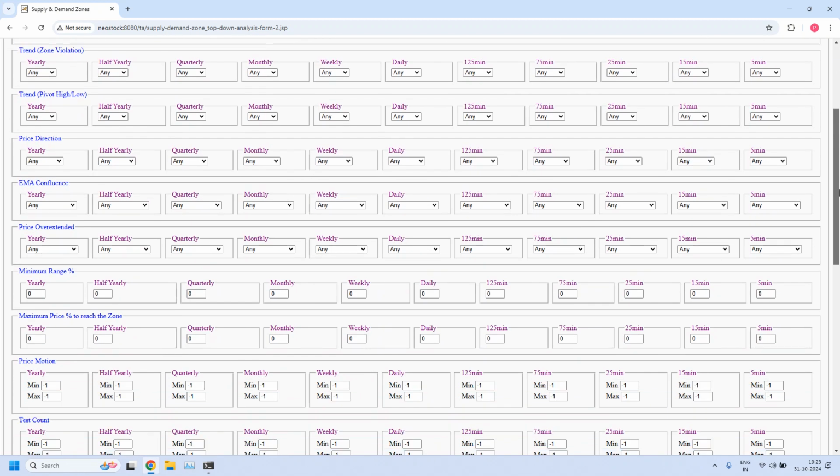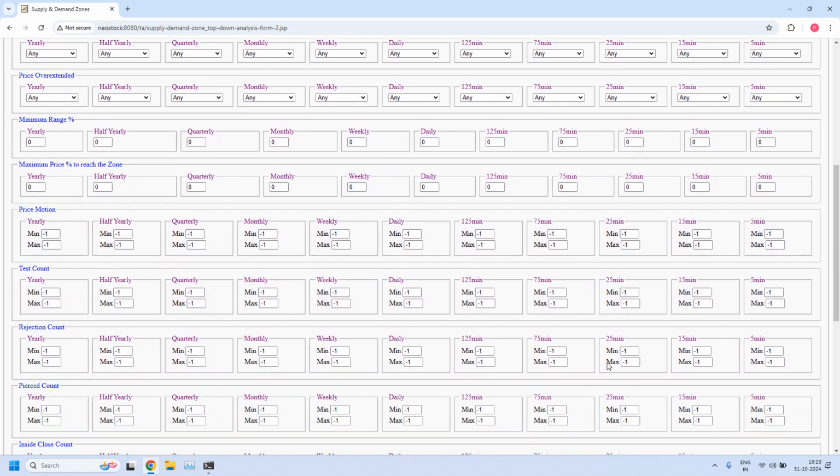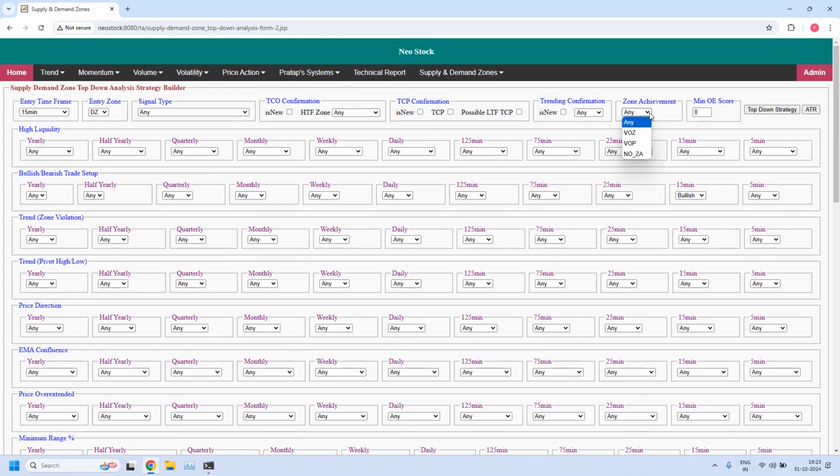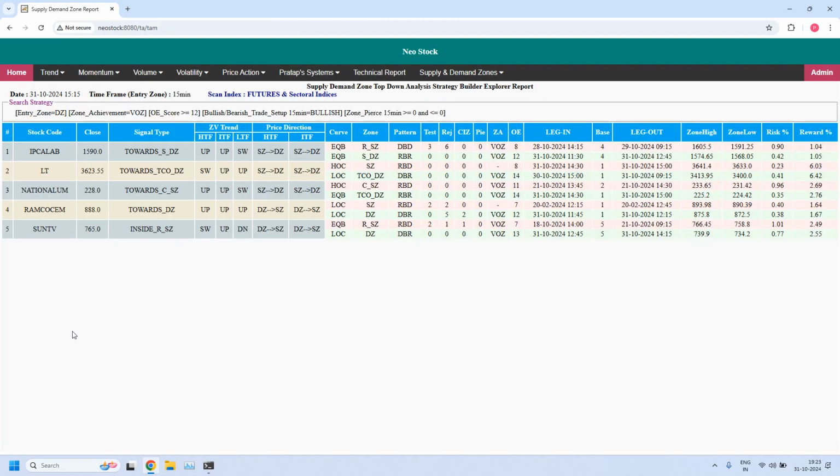The 15 minutes demand zone should not be pierced. So in the pierced count at 15 minutes time frame, I'm setting minimum value 0, maximum value 0, zone achievement violated opposing zone, minimum order enhancer score 12. All the three filters are applied to 15 minutes demand zone. So with these filters, we got 5 stocks.